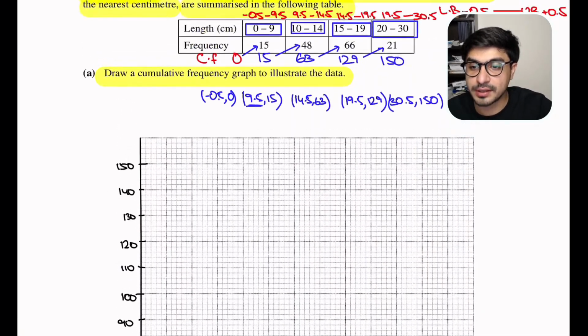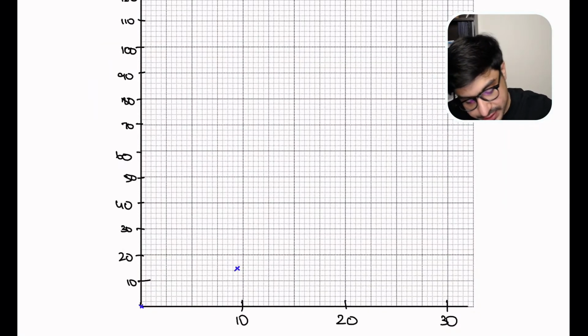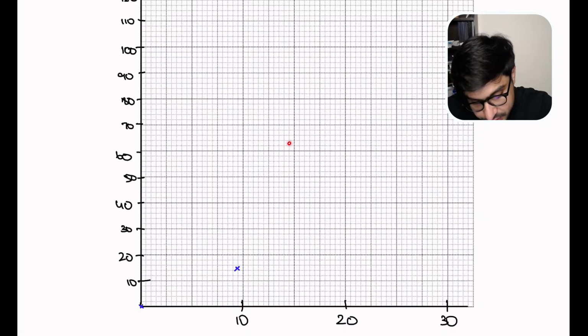Then what happens? 14.5 पे 63, right? So 14.5, so it is going to be 12.5, and this is going to be 15. So 14.5 is going to be here, and 63 is going to be somewhere over here, and this is how it is going to be done, right?